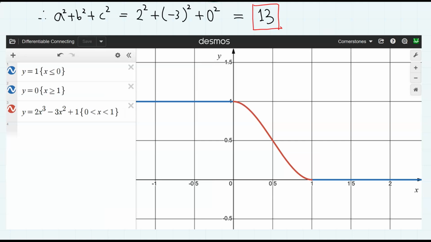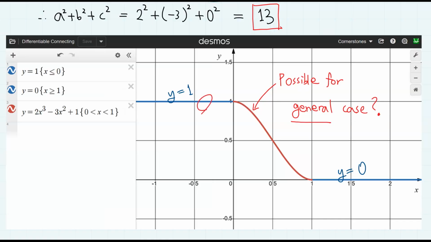So we have solved the problem, but this is only for a very specific case with the graph of y equals 1 here and y equals 0 here. So the naturally occurring question is, can we generalize this to the case where these two graphs are arbitrary?